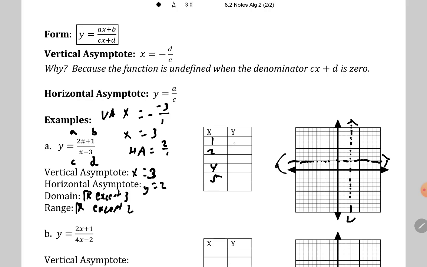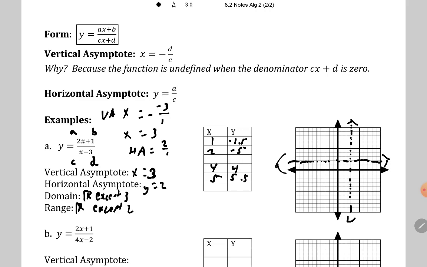Correction, I was looking at my wrong notes here. Alright, so I want to plug in 1, 2, 4, and 5. If I plug in 1, I'll get negative 1.5. If I plug in 2, I'll get negative 5. If I plug in 4, I get 4. And if I plug in 5, I get 5.5.